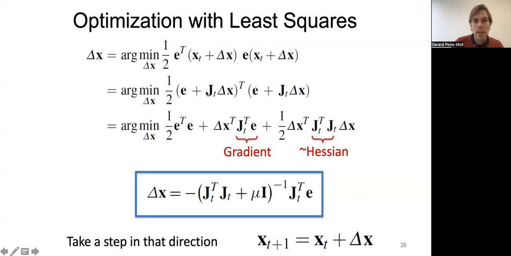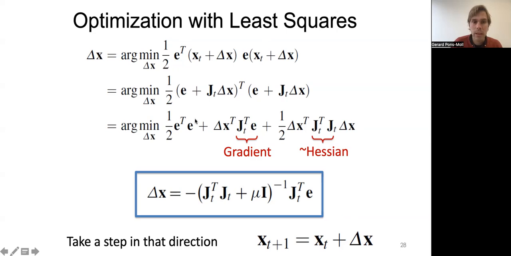Okay, so we have (E + Jacobian evaluated at xt times delta x) transpose (E + Jacobian evaluated at xt times delta x). So what should we do? Or let's develop this further to see the terms. Essentially we will get 1/2 of E transpose E plus delta xt Jt transpose E plus 1/2 of delta xt JtJ delta x. So let's look at the terms.